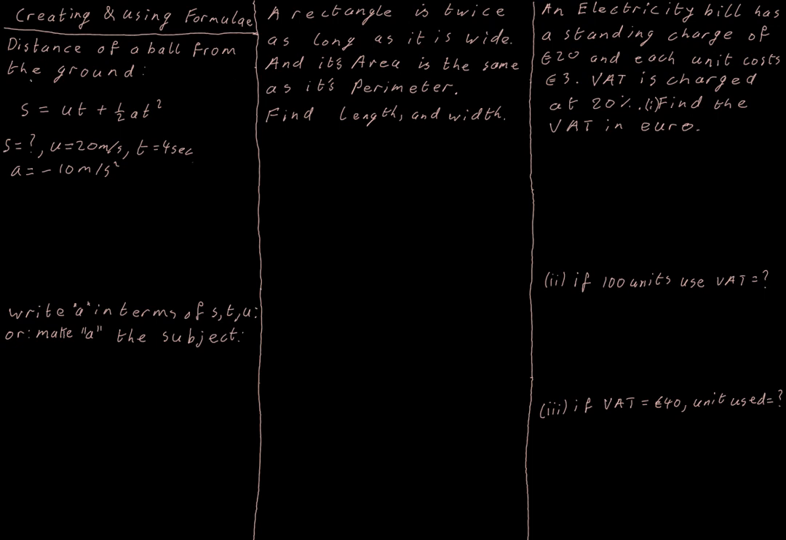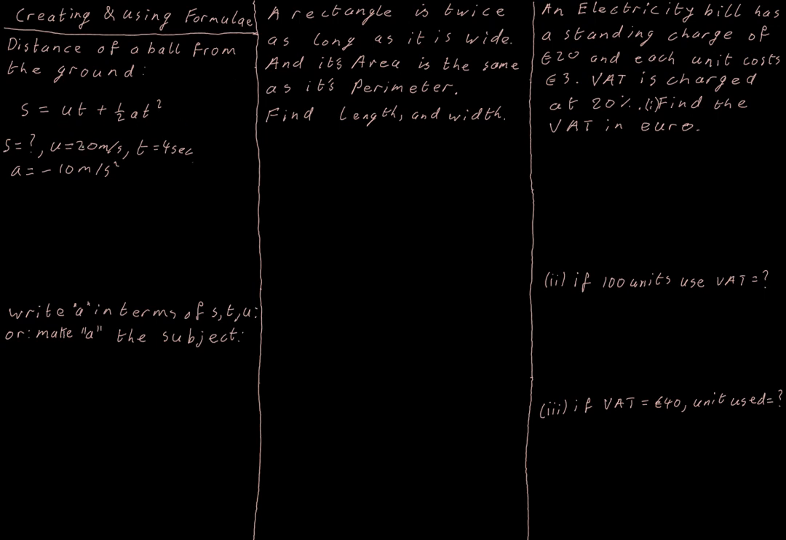So the distance of a ball from the ground. If we have a ball and we throw it up with our hand, straight up in the air, this is a formula we can use for figuring out how far it has traveled after a particular amount of time at a particular acceleration. So S is going to be distance, technically displacement. U is how fast you start throwing it out with your hand. T is the amount of time, and A is the acceleration, how quickly we are changing our speed.